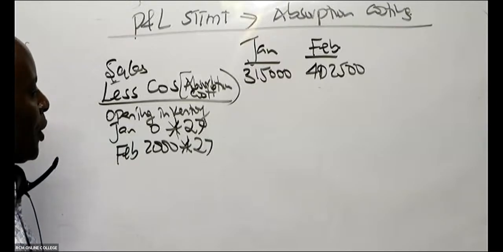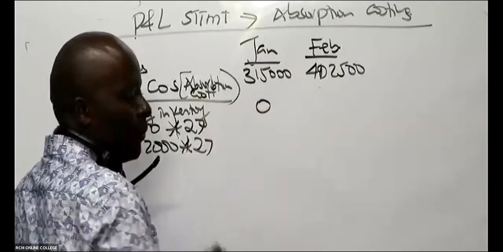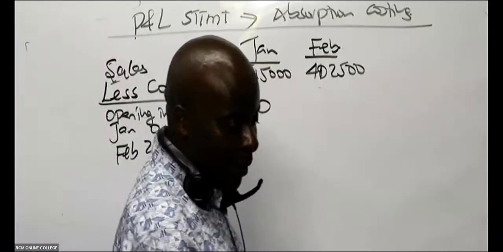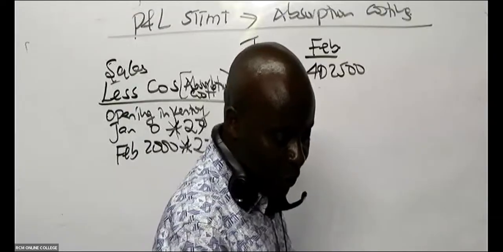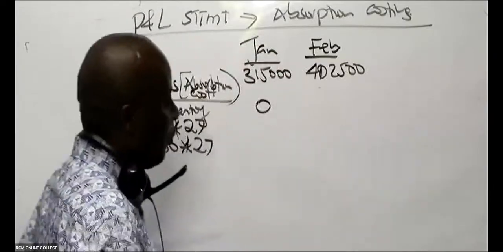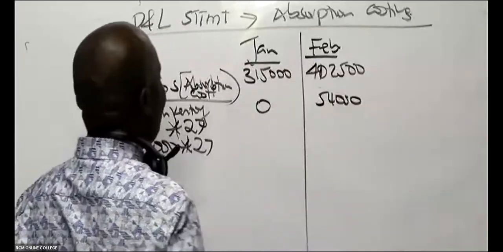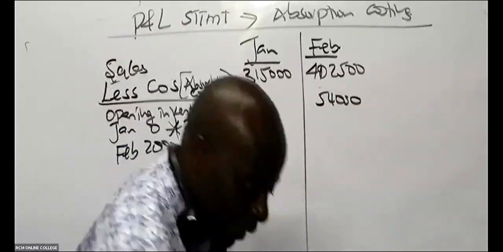All right. So the first one, of course, will be 0. The second will be 2,000 times 27, which some online ninjas have already given me: 54,000. So that is opening inventory.